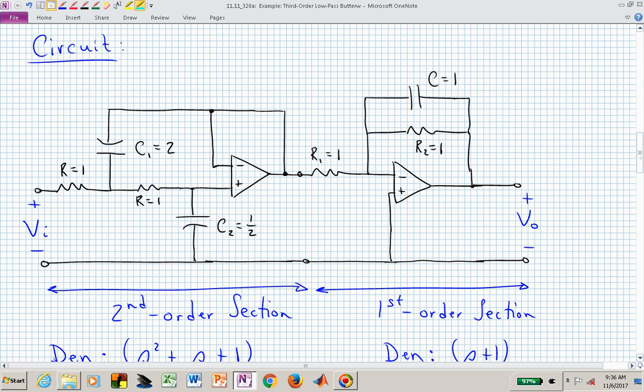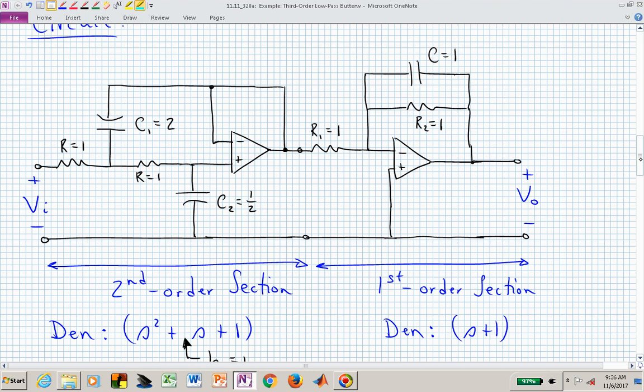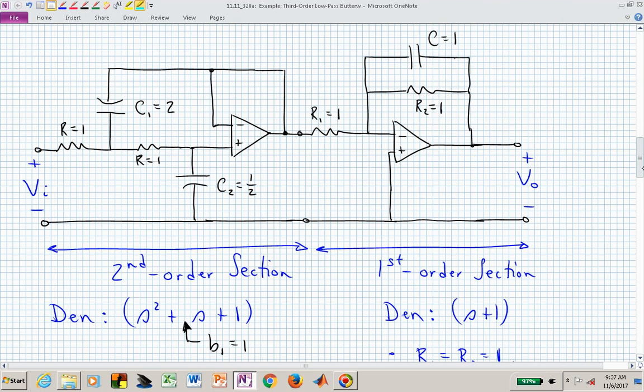But our first order section has R's and C's equal to 1, and that produces this 1 over s plus 1 transfer function with a denominator of s plus 1, which is what we want. And our second order section on the left, the way I've interconnected it, has C sub 2 equal to 1/2 and C sub 1 equal to 2, and that will then accomplish this denominator of s squared plus s plus 1, where the linear coefficient B sub 1 is equal to 1.